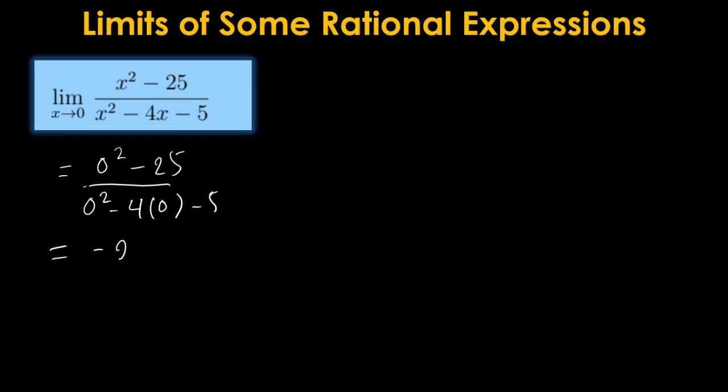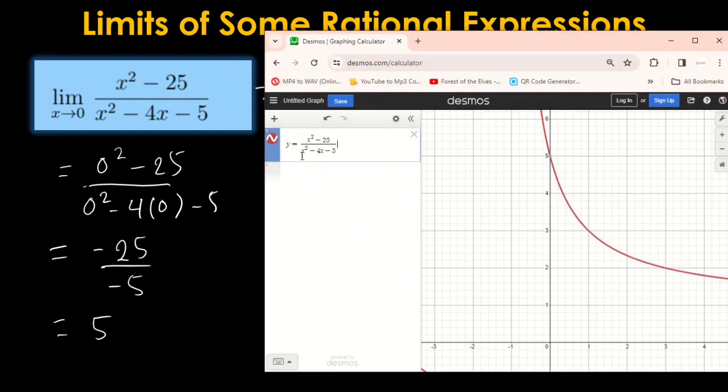And our numerator is negative 25. Our denominator is negative 5. So the result is 5. Therefore, the limit of this expression is 5. You can also check it using the calculator here. So I already plugged in the expression, or the equation, and then this is the graph. So when x approaches 0, then our y is 5. So the limit is 5.